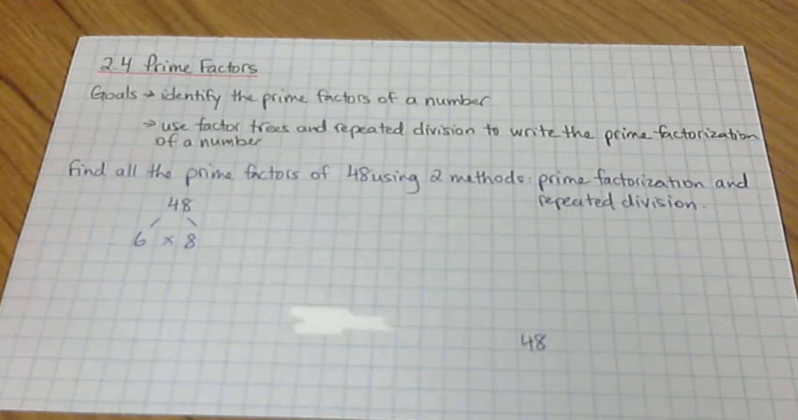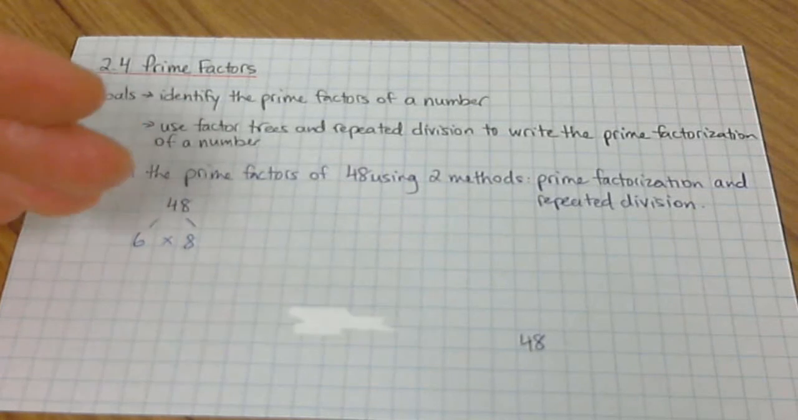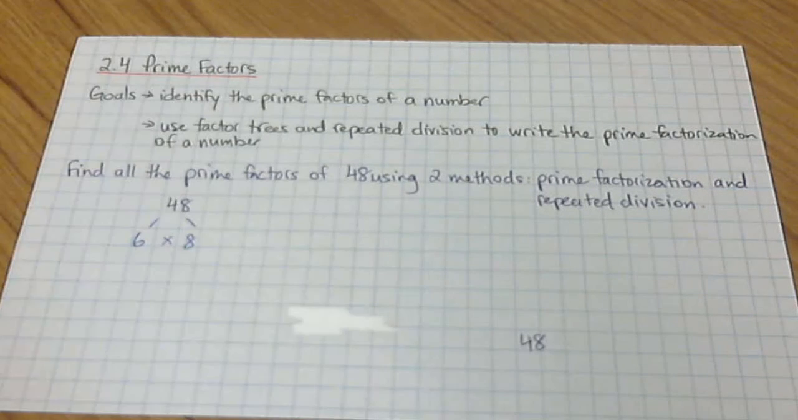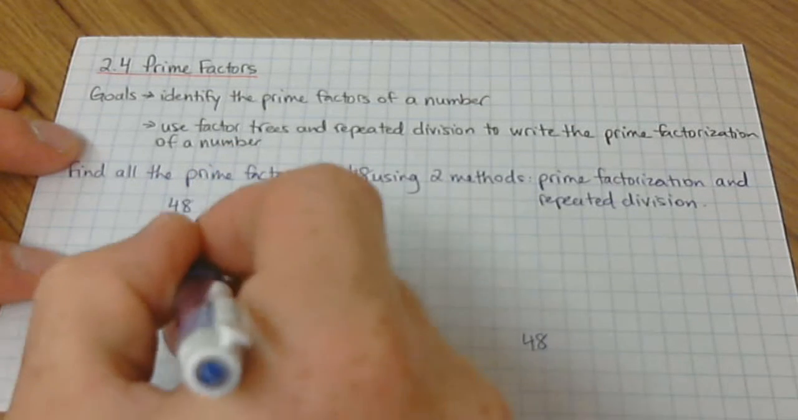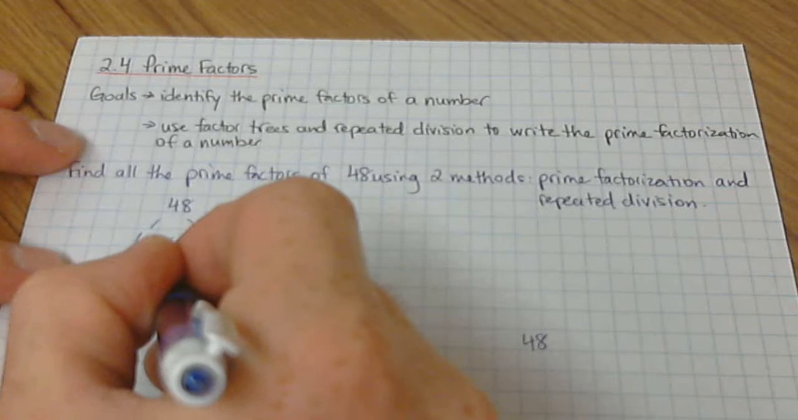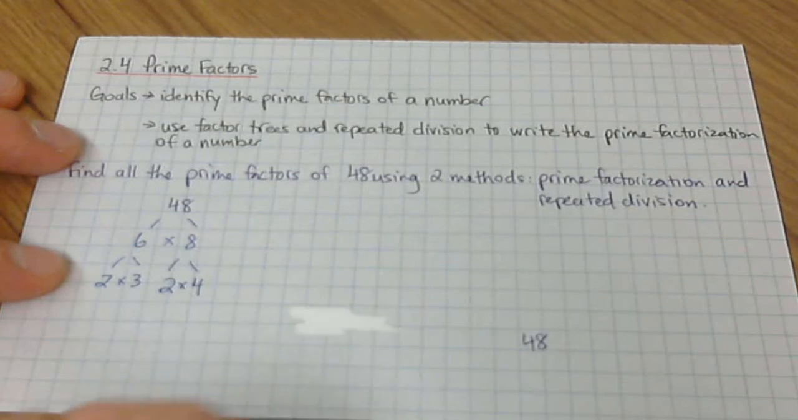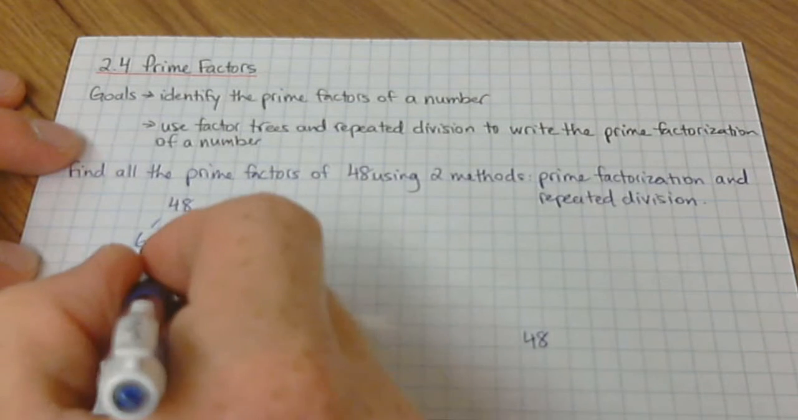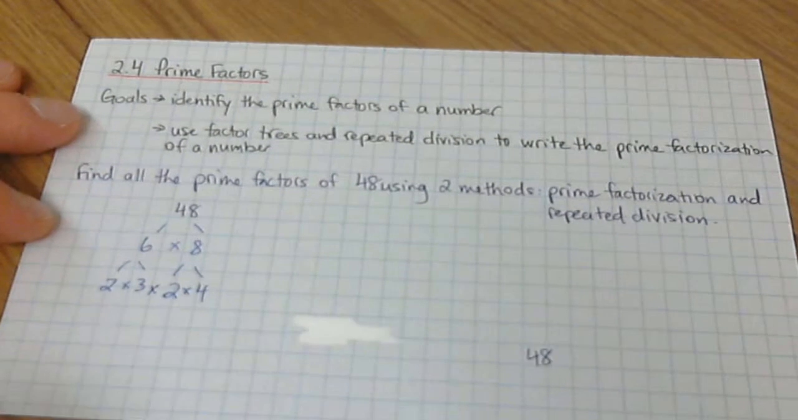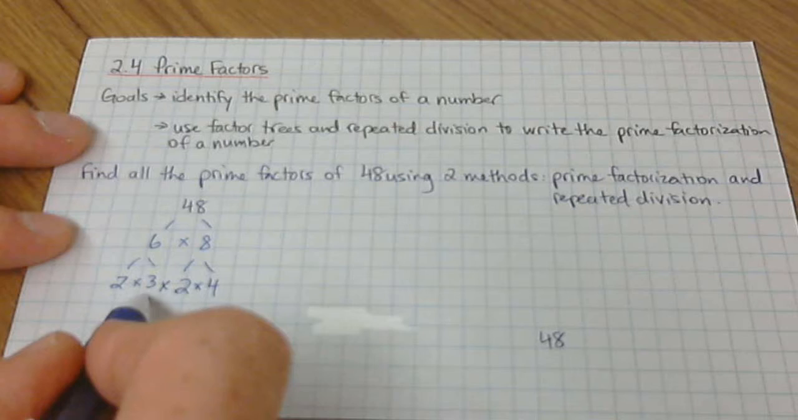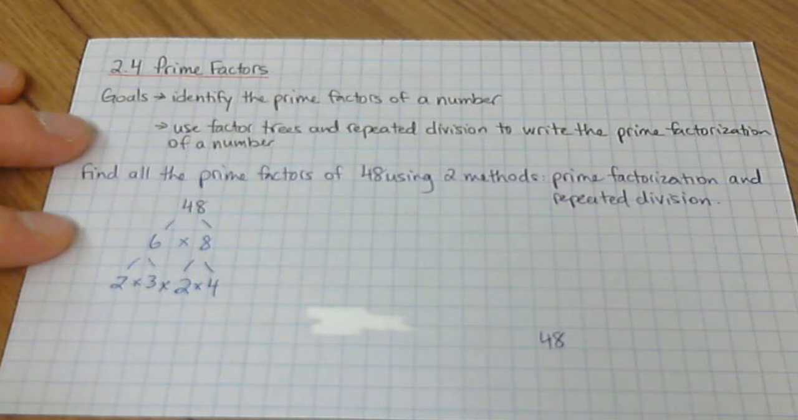Now, I look at these two numbers and I say, well, 6 and 8, neither of them are prime numbers. Our ultimate goal is to get from row to row so that we have nothing but prime numbers at the very bottom. Okay, so I know that 2 times 3 equals 6, and I know that 2 times 4 equals 8. And then I have to put a little multiplication symbol between the two, because basically, as I said, each row has to equal 48. So 2 times 3 is 6, times 2 is 12, times 4 is 48.